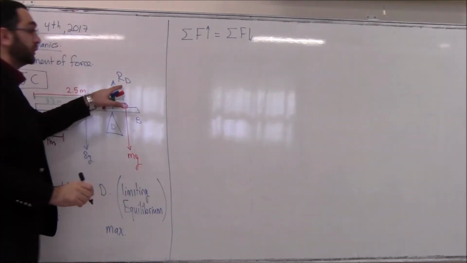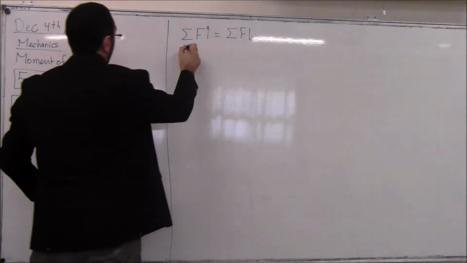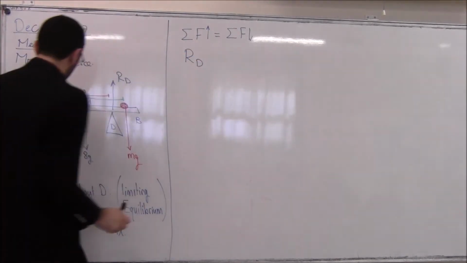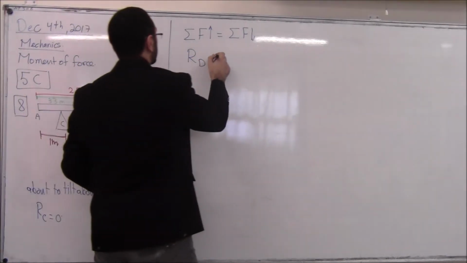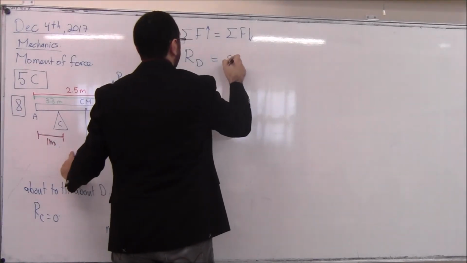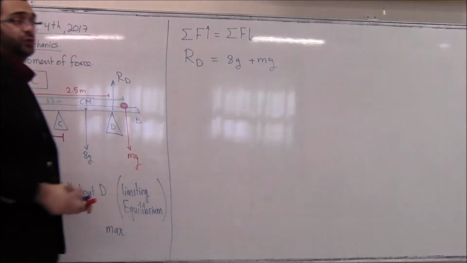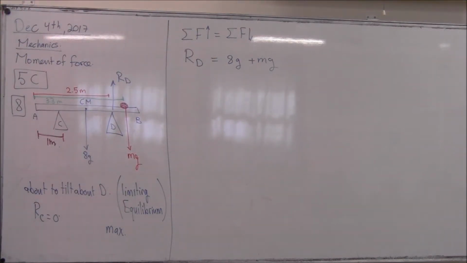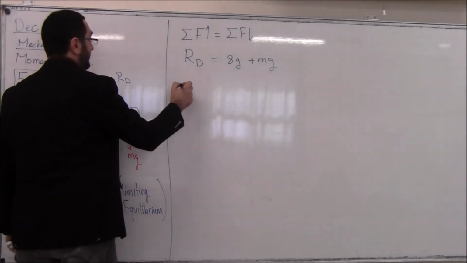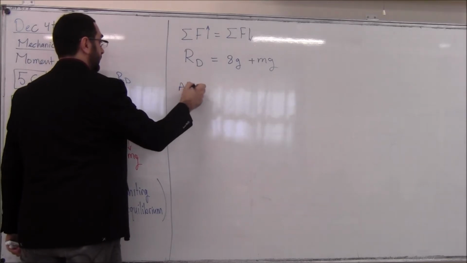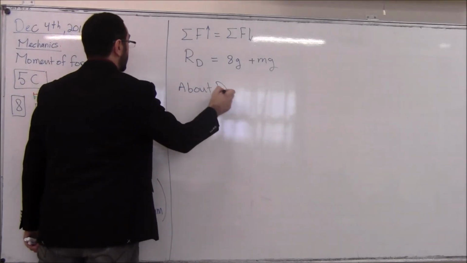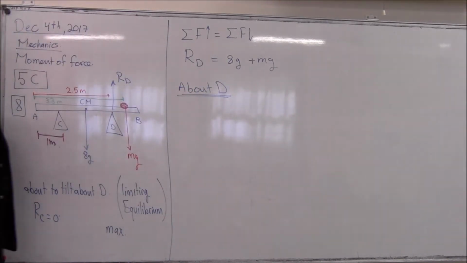As usual, sum of forces upward equals sum of forces downward. We have only one force upward, RD, and two forces downward, 8g plus mg. I can't use this equation to find the mass because RD is unknown. So what should I do? I will take the moments about D.